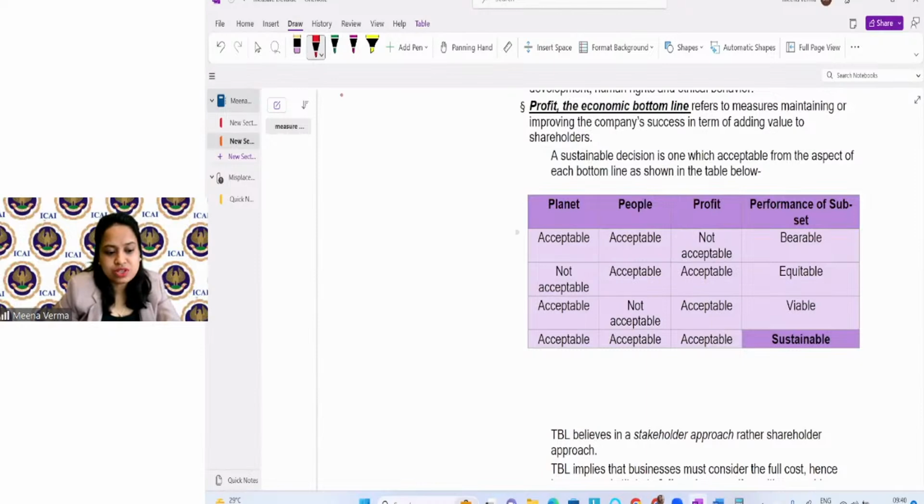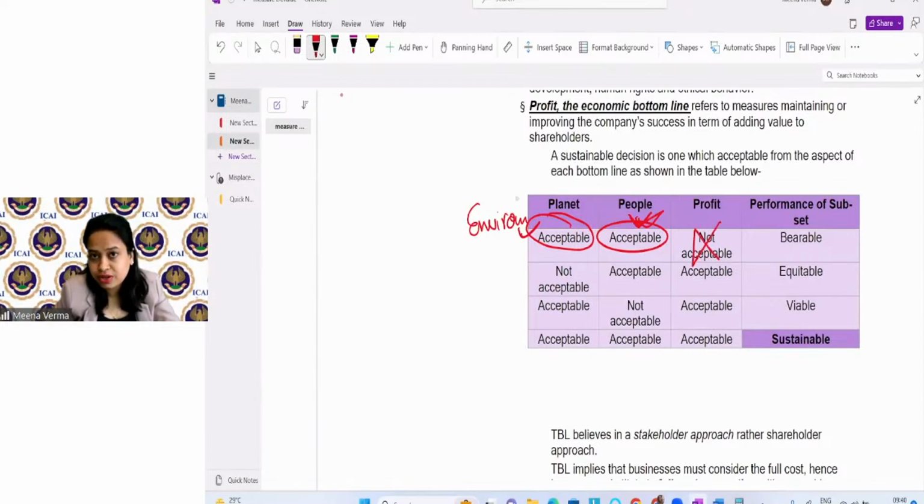Where you are focusing on the planet, you are focusing on the people, right? People means society. You are focusing on society. You are focusing on planet means you are focusing on environment, and you're focusing on society, but you have no profit. Still bearable, right? Okay? And it is bearable.